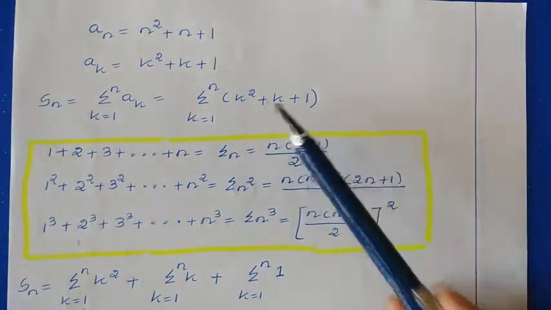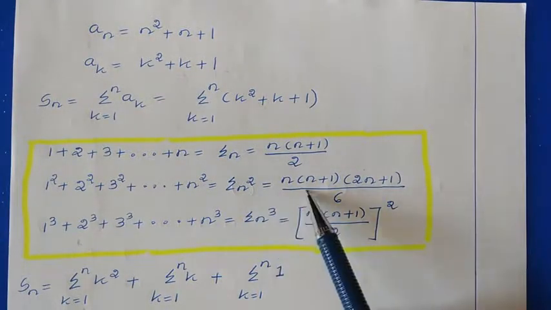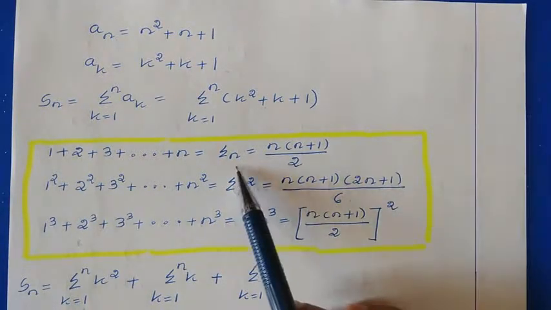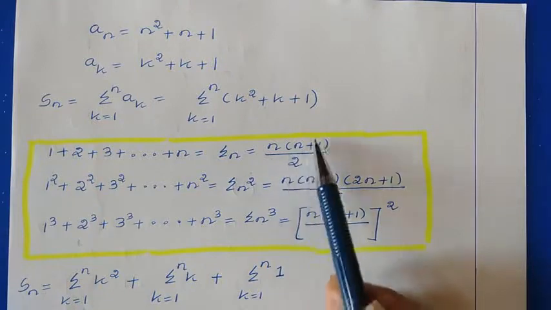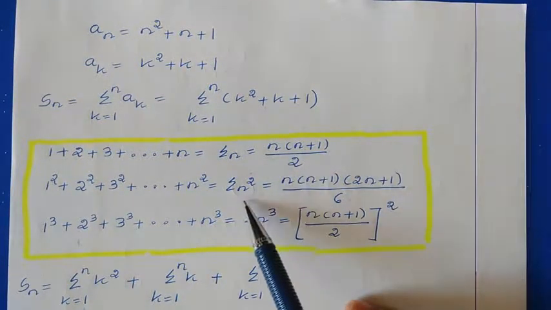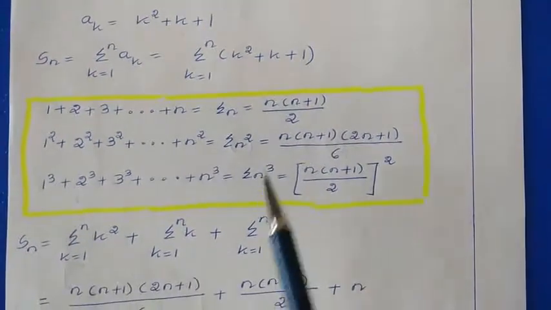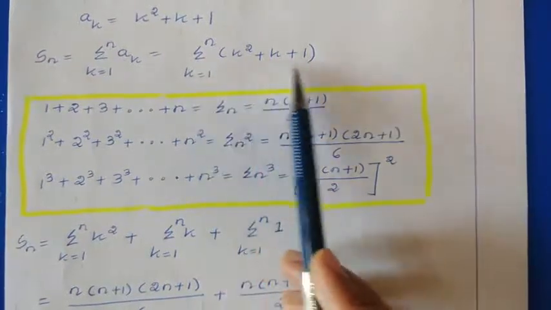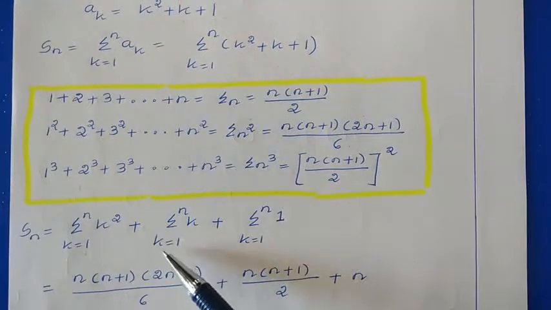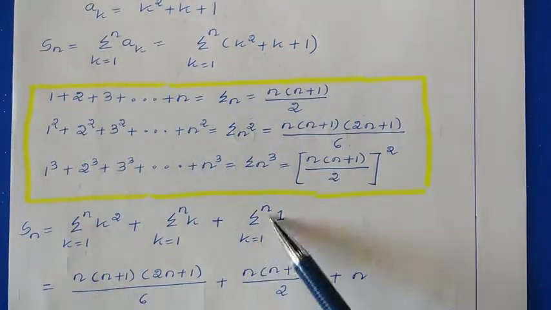So now to solve this one, we are going to use these formulas, that is sigma n square is equal to n into n plus 1 into 2n plus 1 divided by 6. Another formula is sigma n is equal to n into n plus 1 divided by 2. This is nothing but the sum of the natural numbers, and this is nothing but the sum of the squares of the natural numbers. So now let us apply the sigma values to all of these terms. So sigma k is equal to 1 to n k square plus sigma k is equal to 1 to n k plus sigma k is equal to 1 to n 1.